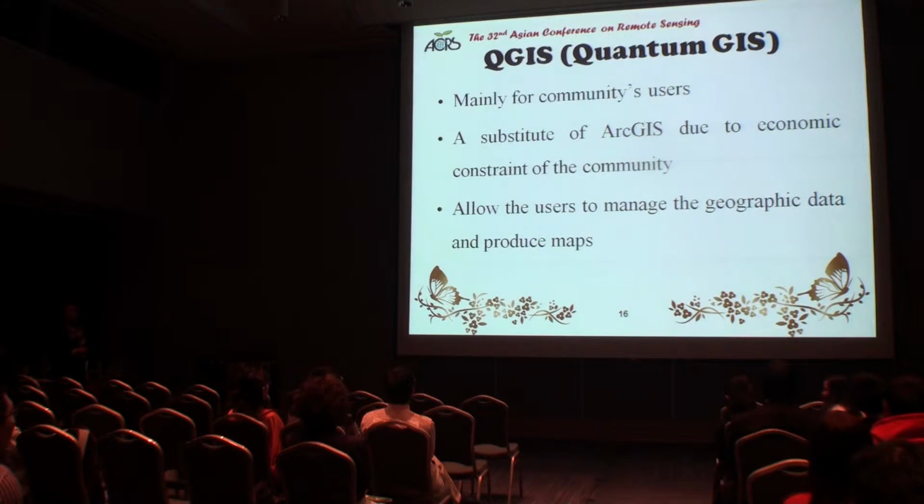But for us, we can use ArcGIS. But for the community's users, we want to replace ArcGIS with QGIS due to economic constraints of the community and the high cost of the software. And by this method, we can allow the users to manage the geographic data and produce maps.